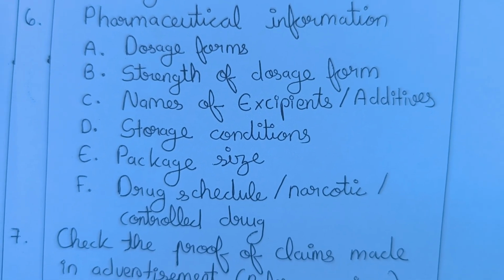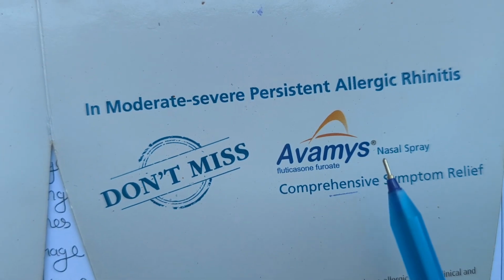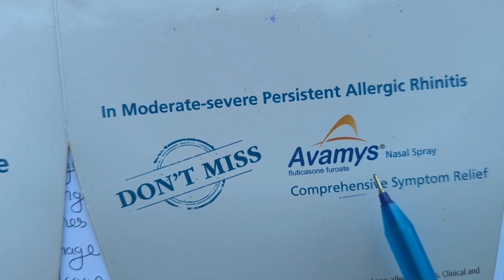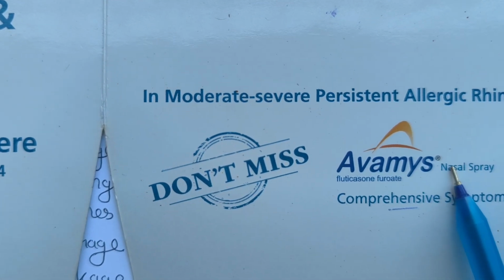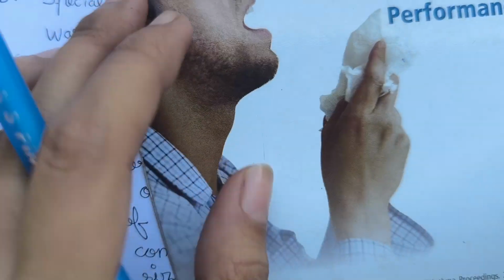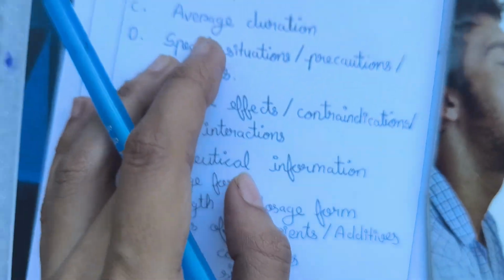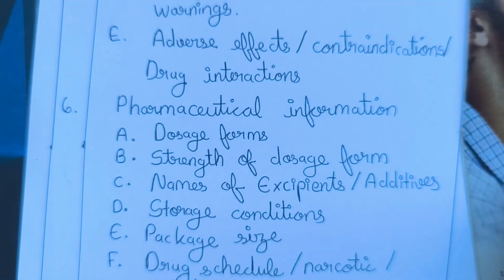Dosage form. So it is indirectly mentioned here that it is a nasal spray. Like if it is a tablet or syrup, then it would be mentioned. Like what is the form of dosage in which it should be taken? In the powder, in IV form, it could be any of it. Then what is the strength of the dosage form?